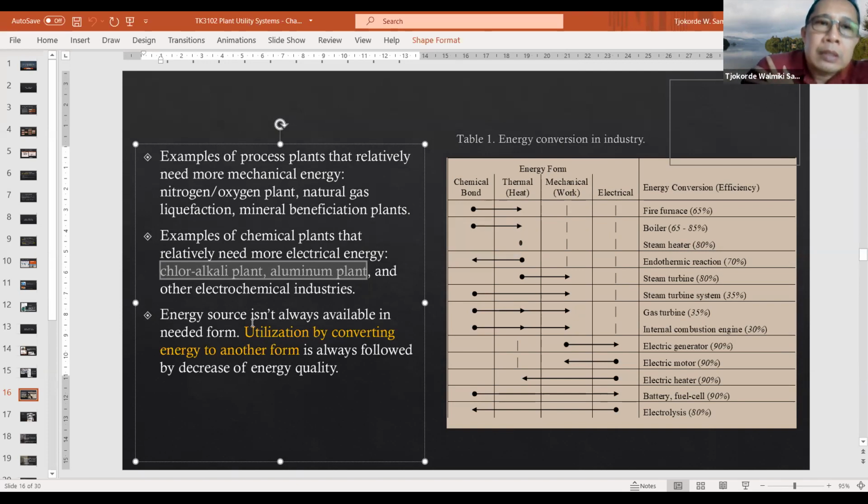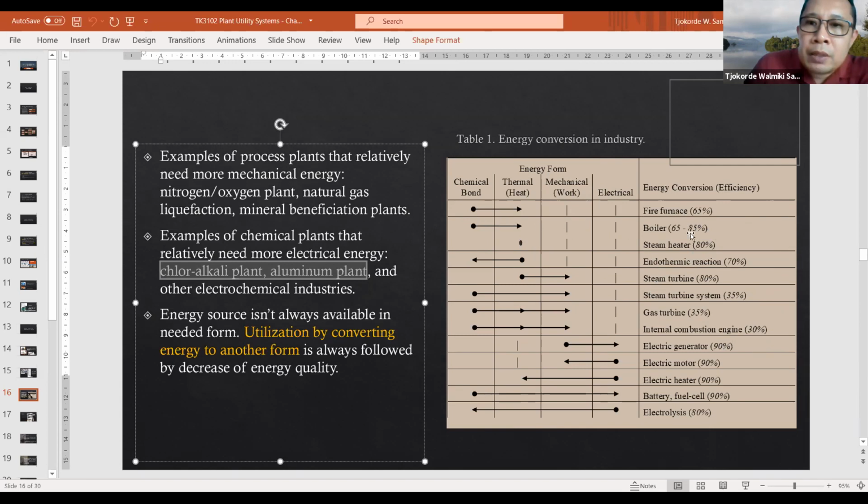So utilization of energy always involves conversion of energy from one form to another form. And remember from our discussion in the last meeting, conversion of one form of energy into another form is always followed by a decrease of energy quality and increase in entropy. Okay. The right-hand side table gives you a rough idea of what energy conversion in the process industry looks like. For example, and this also gives you some efficiency numbers.